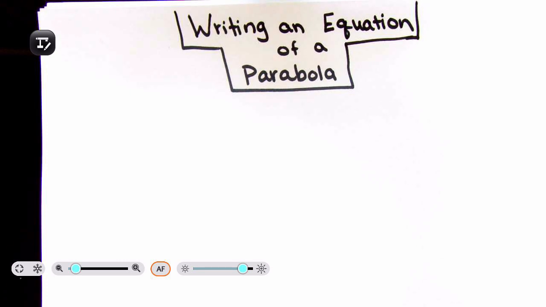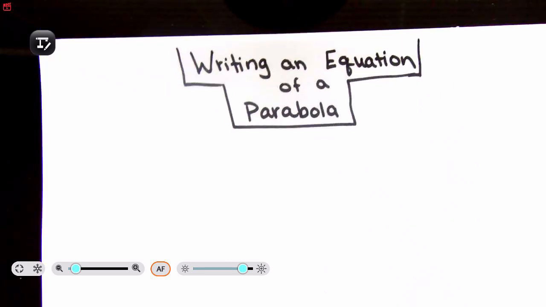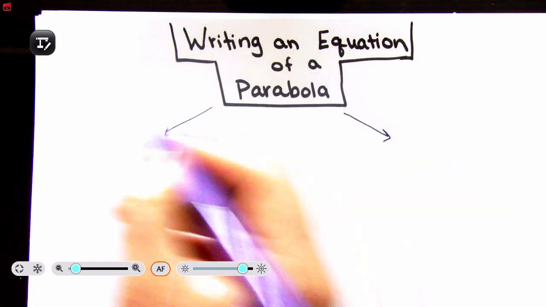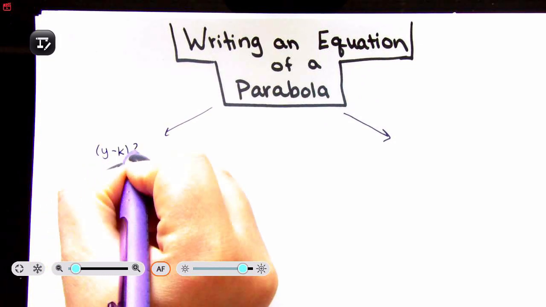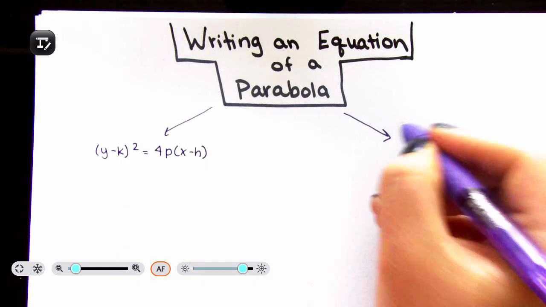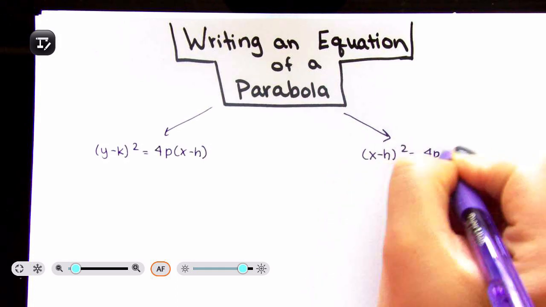If you are coming off of the previous video of graphing parabolas, in there are two equations that gave us all of the information that we needed to graph. Now, because we're writing the equation of a parabola, we're going to be working backwards. So it's still super duper important to identify all of that information. So we have two equations. First one is y minus k squared is equal to 4p times x minus h. The secondary equation is x minus h squared is equal to 4p times y minus k.